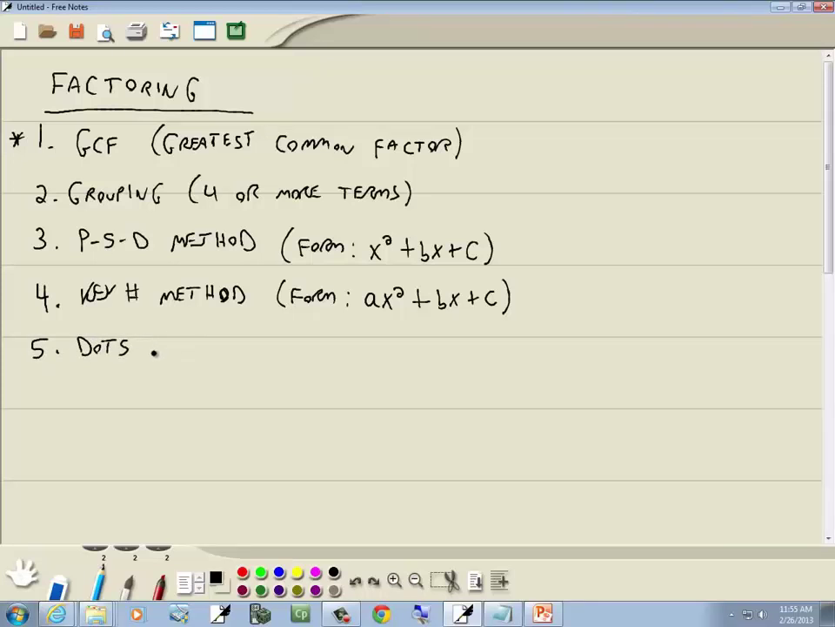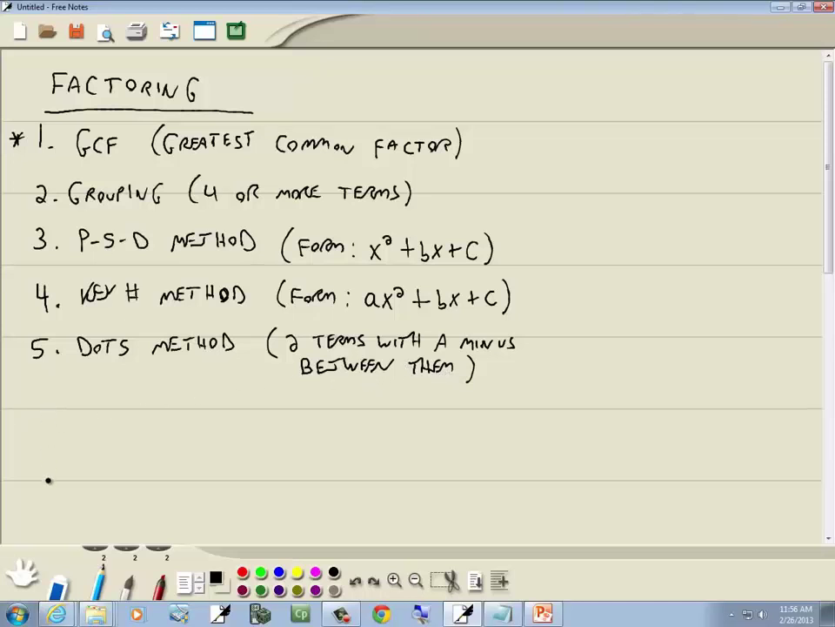The fifth method is the dots method. That stands for difference of two squares. And this is when you got two terms with a minus between them. Now, it doesn't have to be two terms. It can be two anythings with a minus between them. And that's really vague, isn't it? But if you were to go on and take trig, you may see something that says sine squared minus cosine squared. And as long as you have two items with a minus between them, then you can use this method.